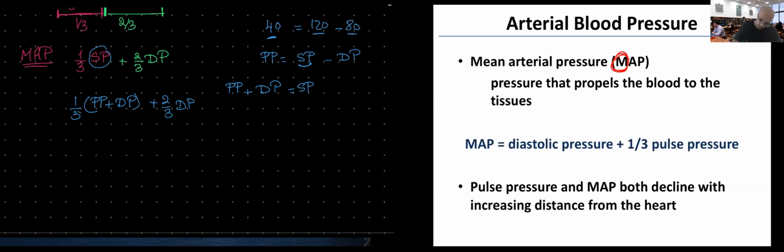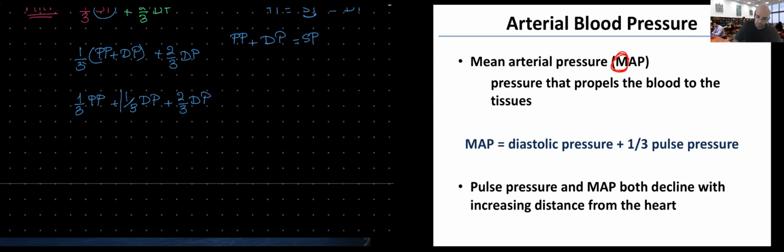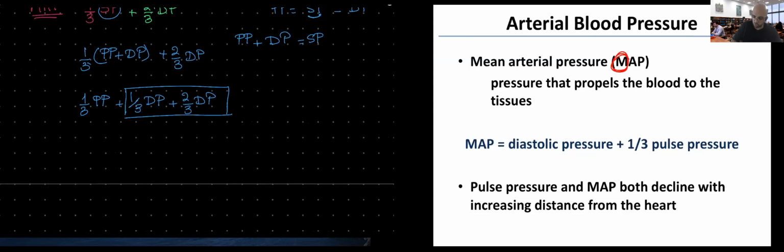And we're gonna be multiplying 1/3 on here. It's pulse pressure plus 1/3 of the diastolic pressure plus 2/3 of the diastolic pressure. So 1/3 diastolic, 1/3 systolic, 1/3 diastolic, 2/3 diastolic is equal to 1/3 plus 2/3. 1/3 plus 2/3 is equal to 1, right?